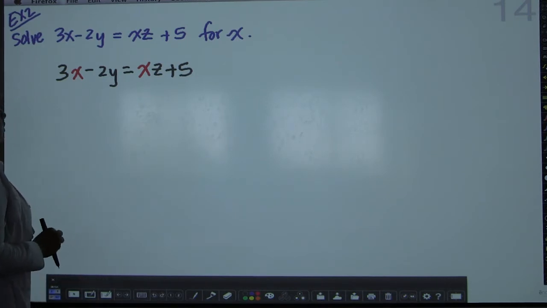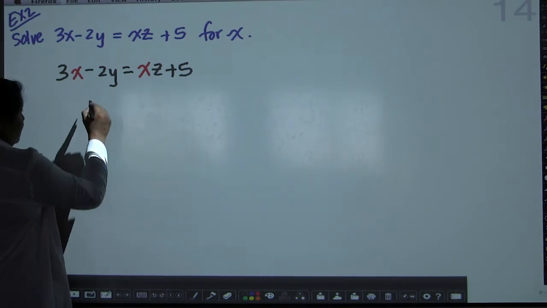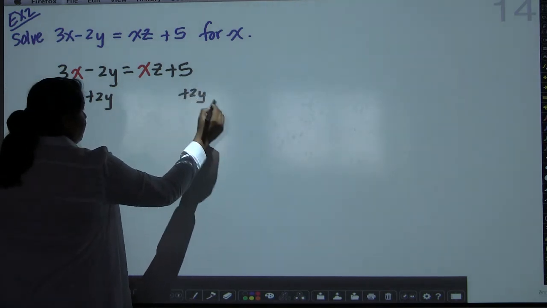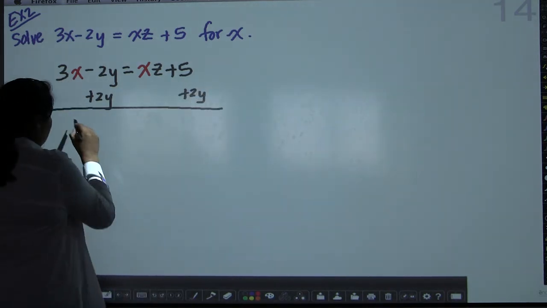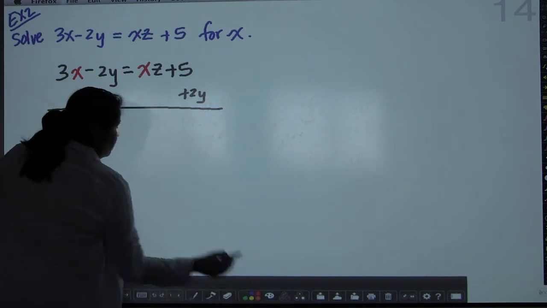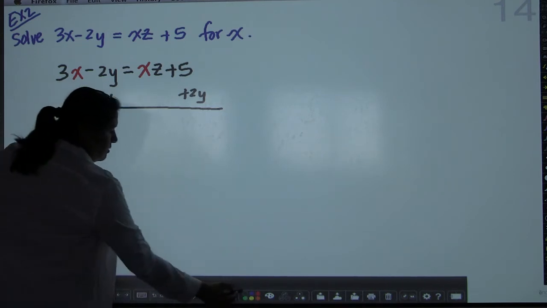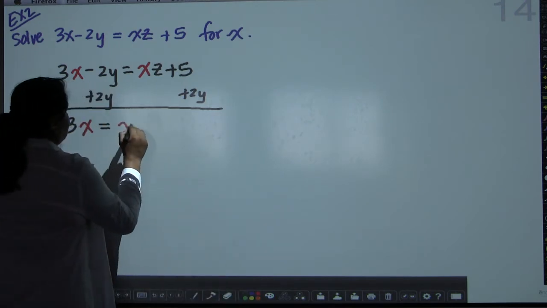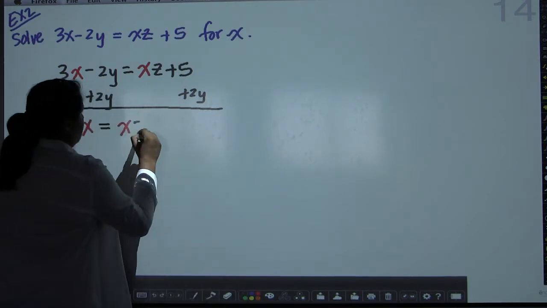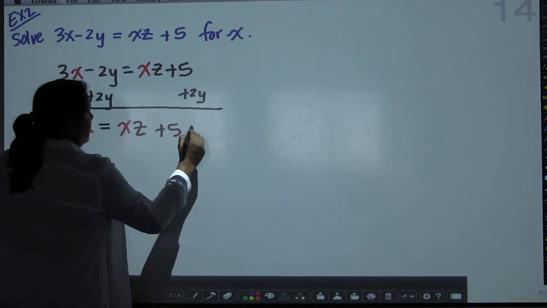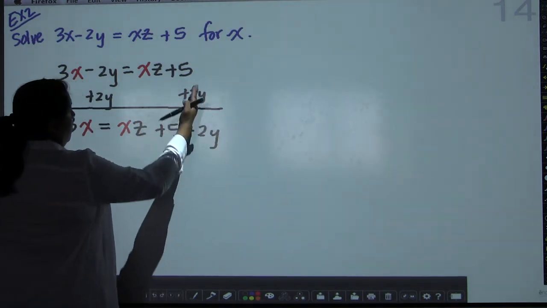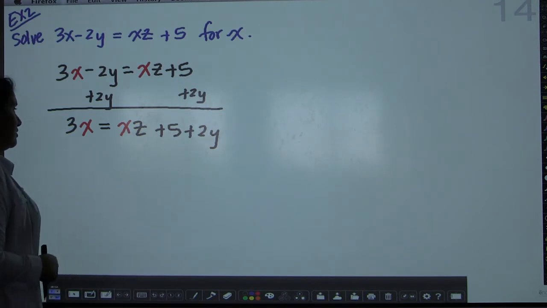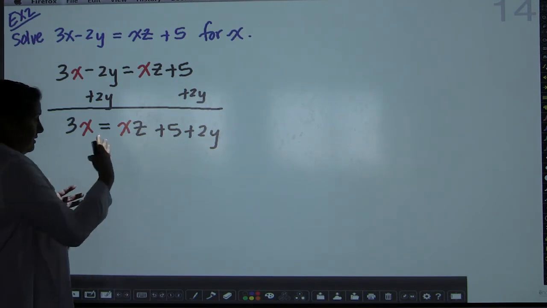Okay, so what we want to do is we can first and foremost get rid of the 2y, take him to the other side, and then that'll give us 3x equal to xz plus 5 plus 2y. Again, there's no other y's on this side to combine the y's with. So here we go. Now our next goal is to get the x's on the same side.